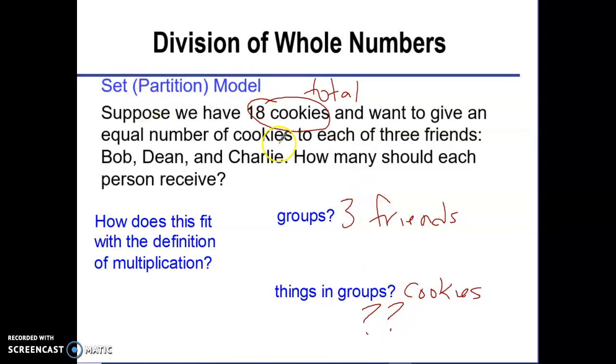So in this set model, we know the number of groups and we're looking for the number of things in each of our groups. It's really important to notice this word equal right here. It is very true that I could split my 18 cookies between Bob, Dean, and Charlie. Bob is going to get 2, Dean is going to get 7, and Charlie is going to get 9. I did, in fact, share my cookies with my friends, but I did not give anybody an equal number. So this is not going to be a division example. In order for it to be a division example, we have to give an equal number to each person.